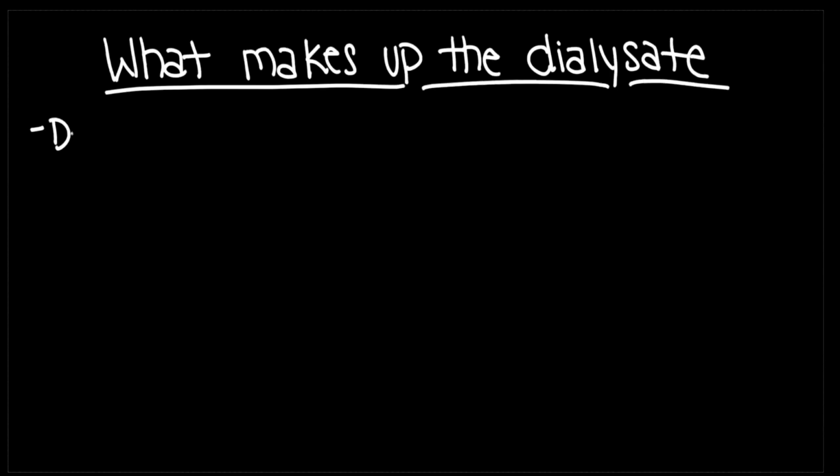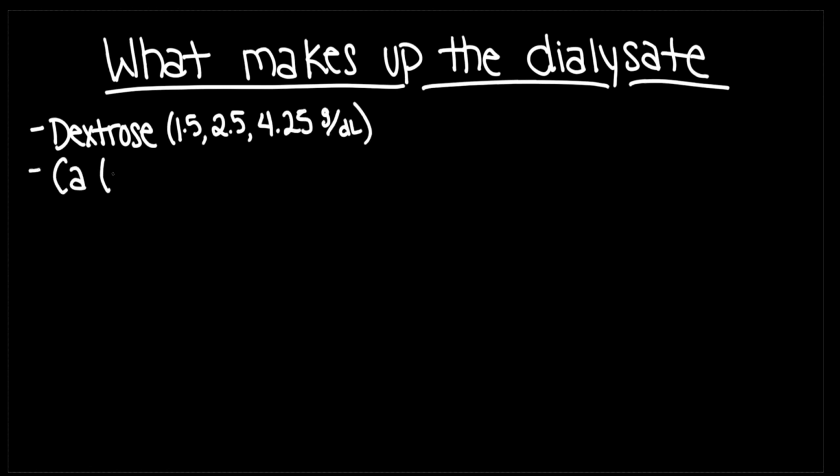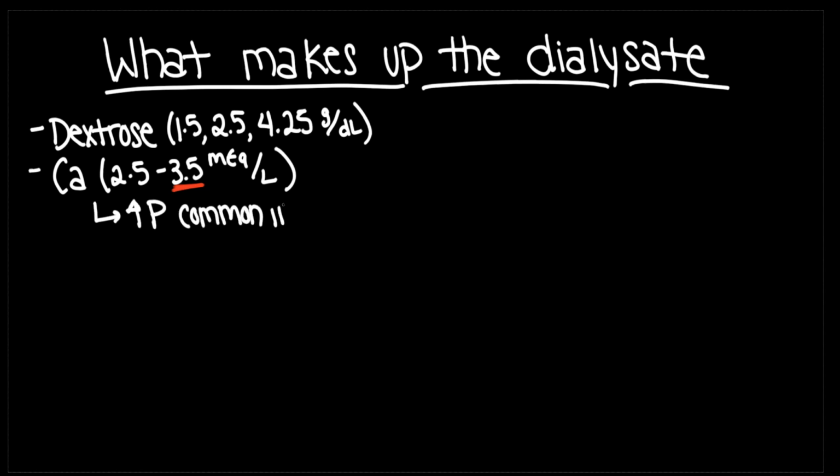The dialysate fluid has multiple components, starting with dextrose, as we previously talked about, which comes in 3 different concentrations. Another component is calcium, which comes in 2.5 to 3.5 milliequivalents per liter, although the standard is 3.5. Hyperphosphatemia is a problem in patients with CKD, which can lead to low calcium levels. Calcium is added into the dialysate to ensure that the body's needed calcium is not dialyzed off.